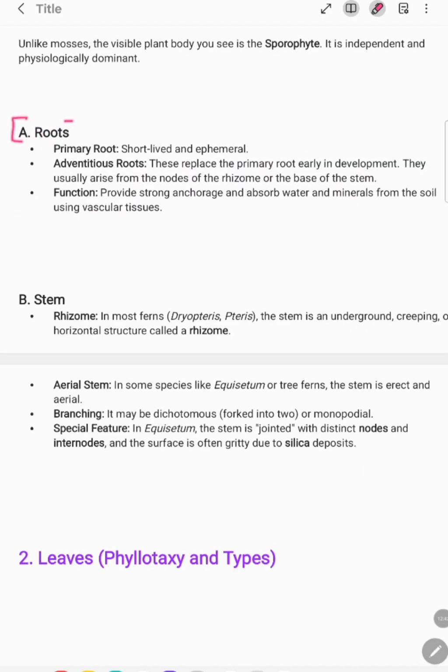Now we are going to understand the roots present in the pteridophytes.